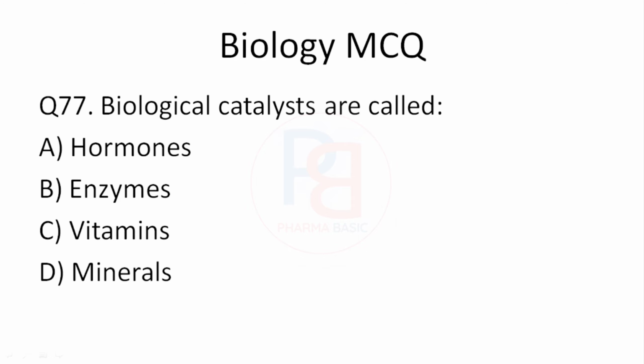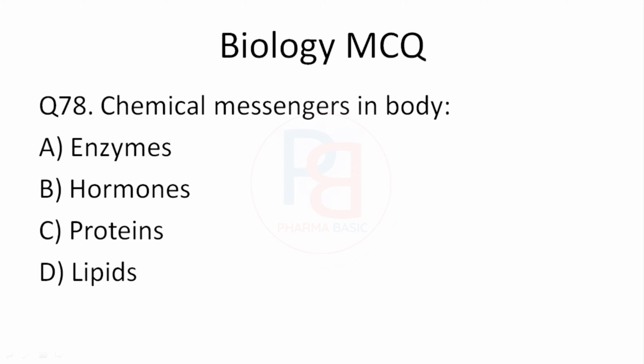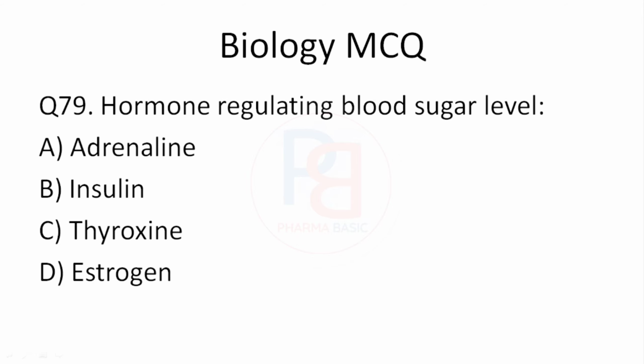Biological catalysts are called enzymes. Enzymes act as biological catalysts. Chemical messengers in the body are the hormones. Hormones act as messengers. The hormone regulating blood sugar level is insulin.